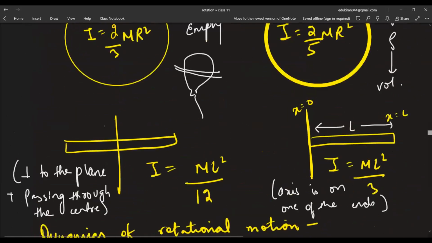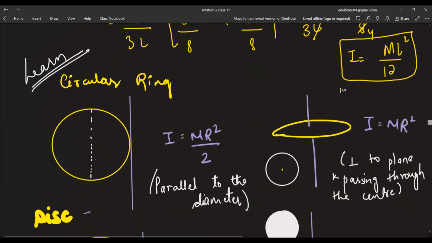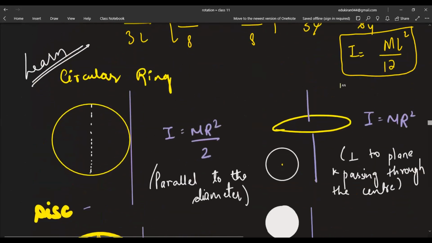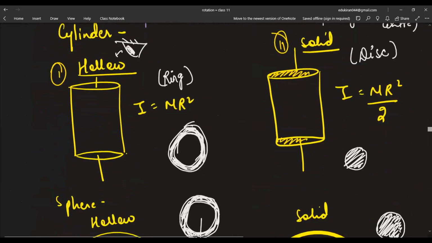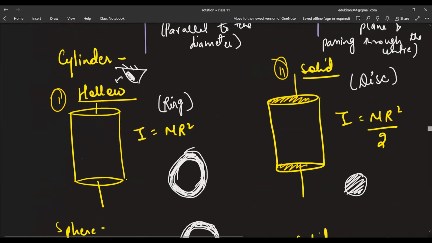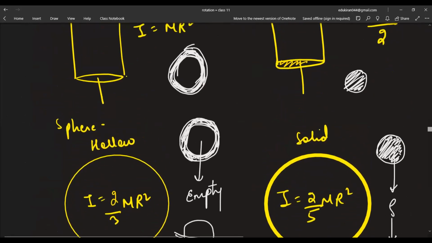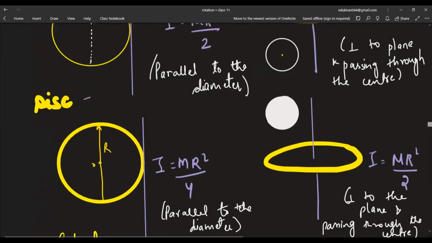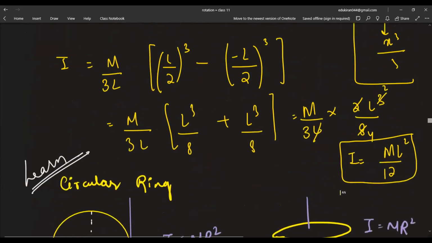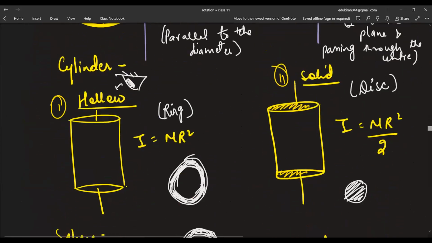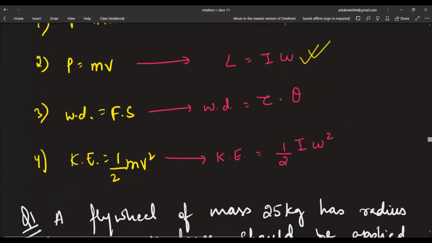Class, learn this entire table which we have discussed, all these figures with their axes and final formulas. This is very important, and you will be getting mixed questions. A circle resting on a solid cylinder, a circular ring placed on a hollow sphere. Like this, you will be getting questions. And you will be introduced to the concept of radius of gyration today. But these have to be learned by you.